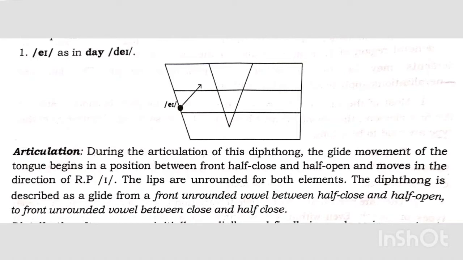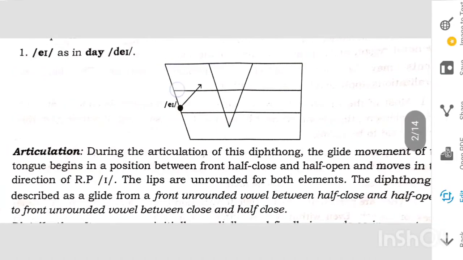The lips are unrounded for both the elements. When you articulate day, lips are unrounded. The diphthong is described as a glide from a front unrounded vowel between half close and half open, to a front unrounded vowel between close and half close. Why is it between close and half close? This is close and half close because the position of E is here. Okay, that's why it is that way.